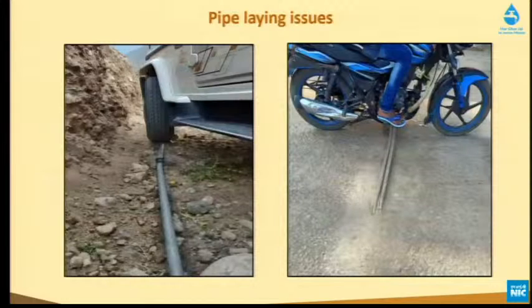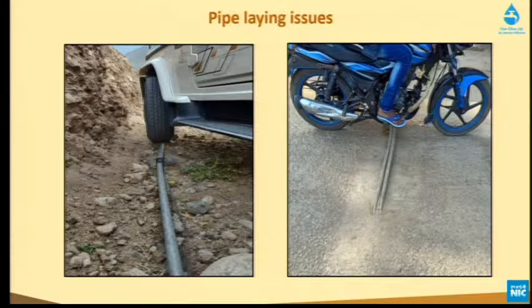Next please. These are some examples which I have captured on site. You can see that the pipe is exposed and a vehicle tire is on the pipeline, so it can damage the pipeline. On the right side we can see that the pipeline for the house connection has been laid in the road and left exposed. So again, it's going to damage the pipeline.